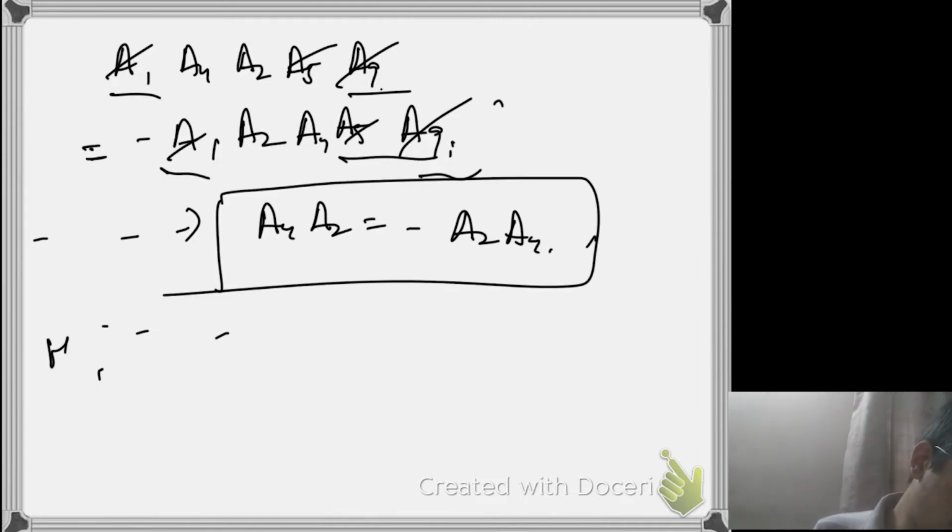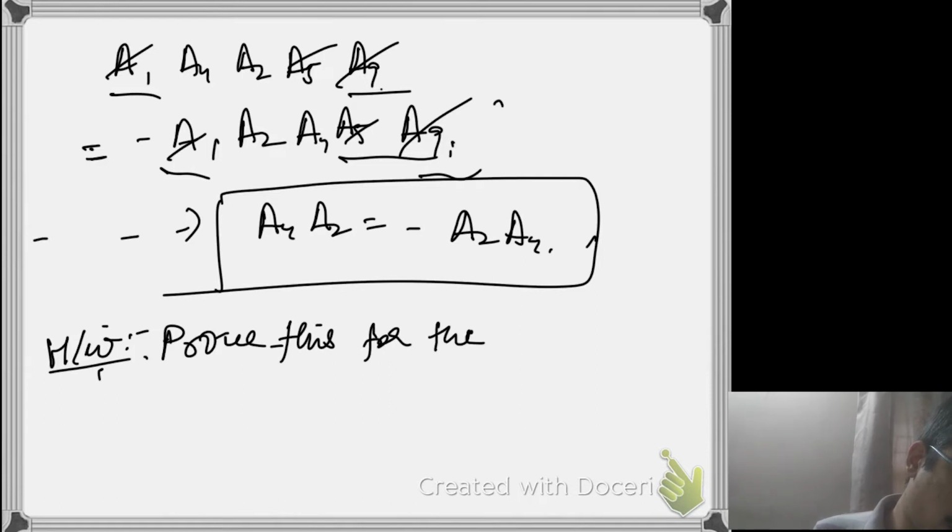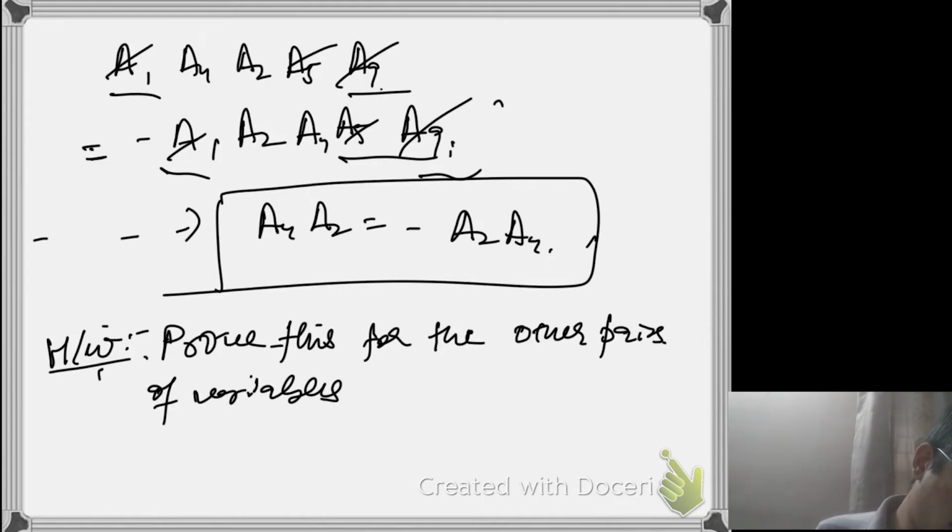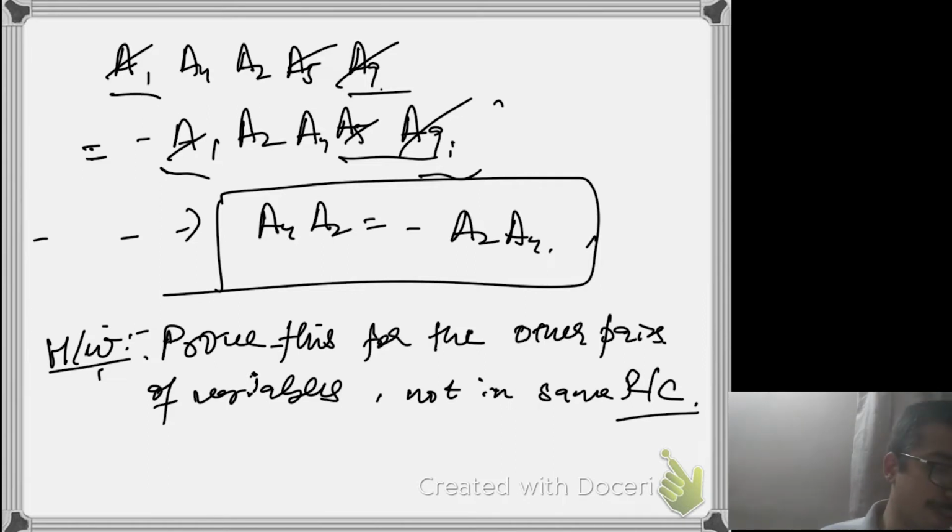And as a homework, prove this for other pairs of variables which are not in the same row or column. Okay, but actually we'll need only for A2 and A4, so that's why I only prove for this, but anyways the proof is similar. So let's continue.